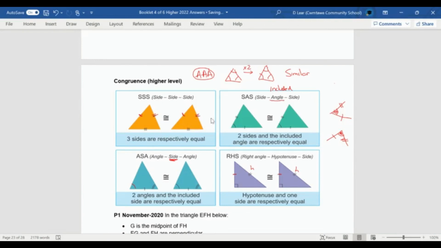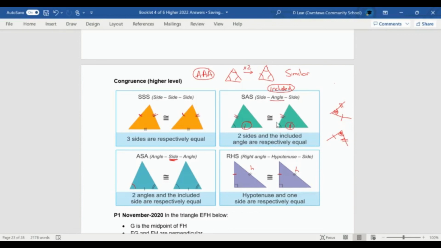The second condition of congruency is side angle side. That doesn't mean any 2 sides and an angle. The angle has to be included, which means between the 2 sides. So if I have 2 equal sides there and there, and I can find another triangle with 2 equal sides, this one and this one. What I mean by equal is that this is equal to this, and the second side is equal to the second one, not that the sides on the same triangle are equal.